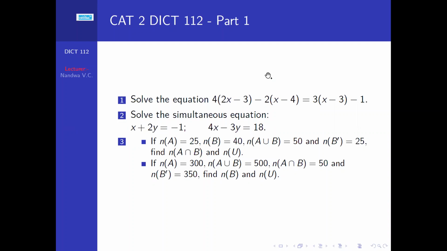So we discussed this third problem in CAT2. The cardinality of A is 25, cardinality of B is 40, cardinality of A union B is 50, and cardinality of B complement is 25. The question is to find the cardinality of the intersection of A and B, then find the cardinality of the whole set.